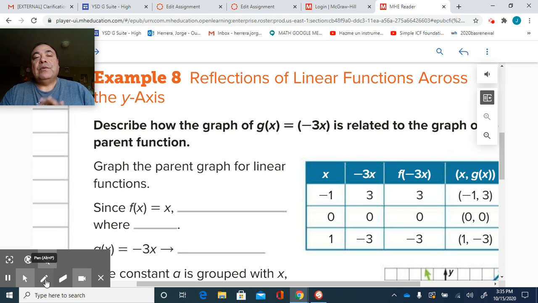Okay, guys, we're gonna finish this lesson by doing example 8 and reflections of linear functions across the y-axis. The last one we did across the x-axis. This time we're gonna go across the y-axis.